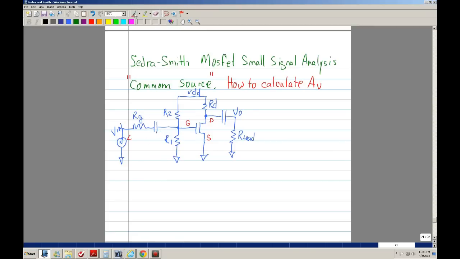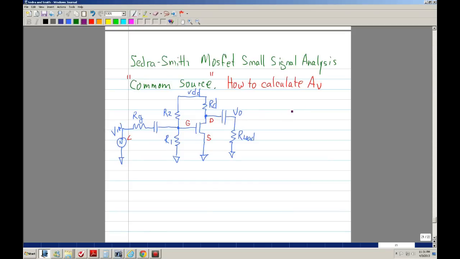Basically common drain and common gate are the same thing. You see where the signal goes in, where the signal comes out, and the node or the terminal that is common to both, then you call it common whatever, either common gate, drain, or source.